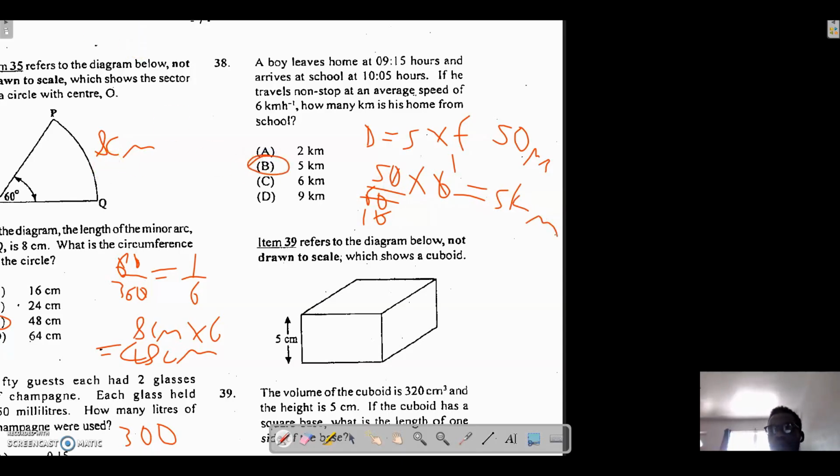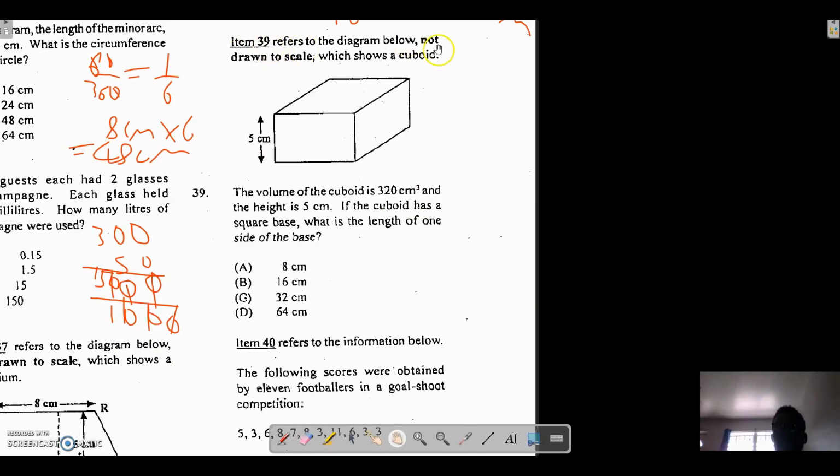Good. Item 39 refers to the diagram below, not drawn to scale, which shows a cuboid. The volume of the cuboid is 320 and the height is 5. If the cuboid has a square base, what is the length of the base? So the volume of a cuboid is length times width times height, right? Length times width times height.